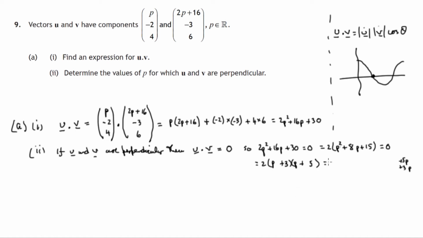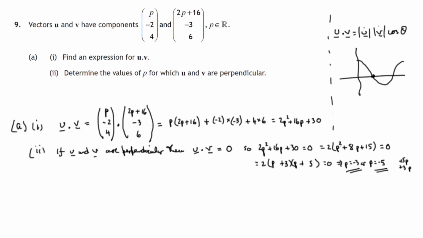So if that equals 0, so we have 2 times something being 0. One of these two factors must be 0. Either p plus 3 is 0, in which case that means p is -3, or p plus 5 is 0, in which case p is -5. So there's the two values for p which would make these two vectors perpendicular.